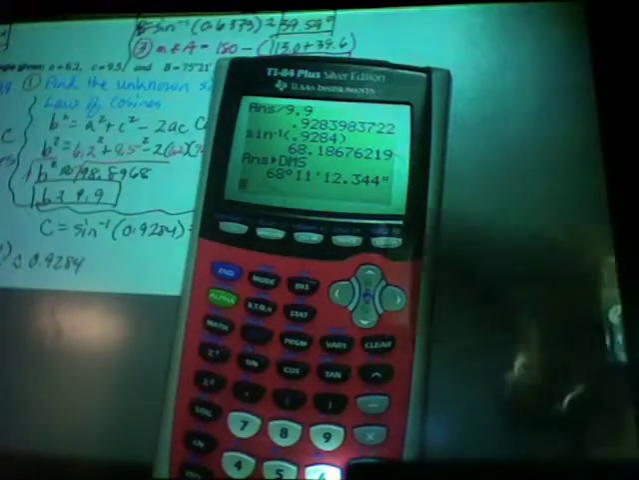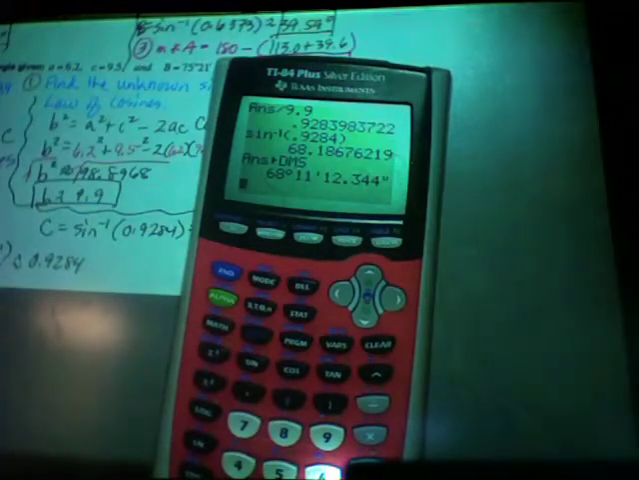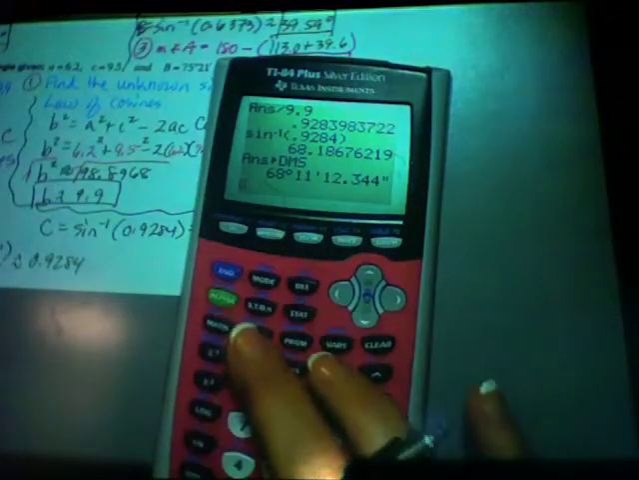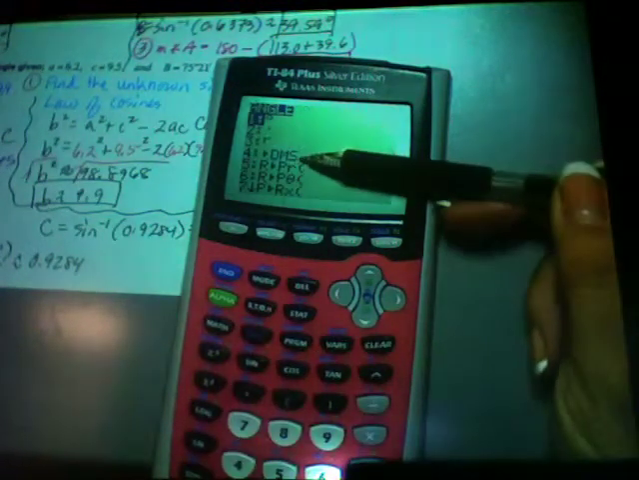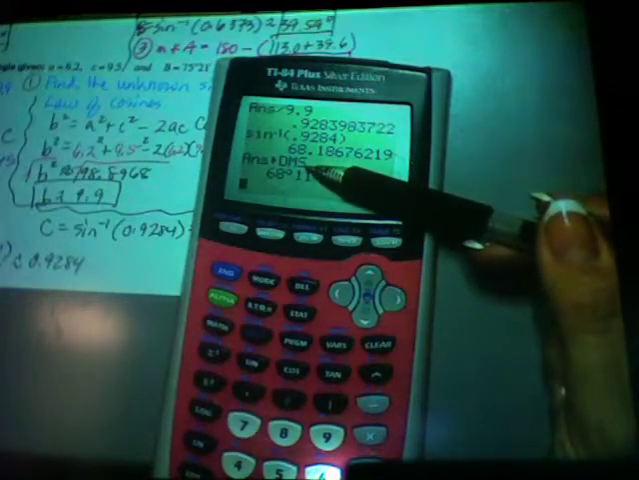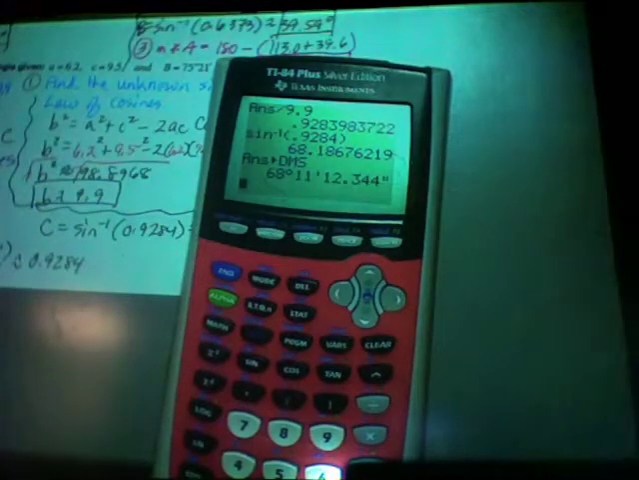Okay. So if I wanted to change this into degrees and minutes, you're going to go into second function, apps, and see the DMS. You're going to click on 4. And then you're going to see this. You're going to hit enter. And then you should come up with that. Did it work? Okay. We all set?